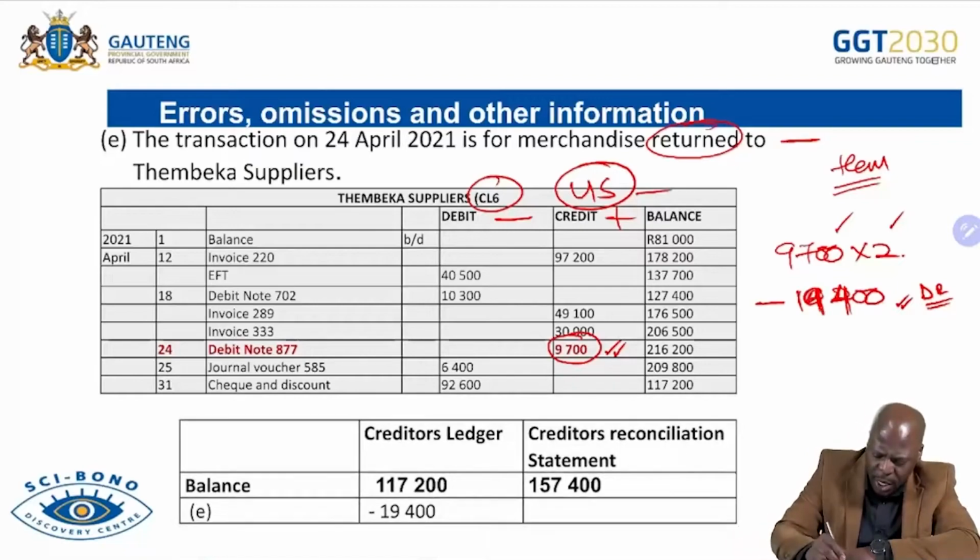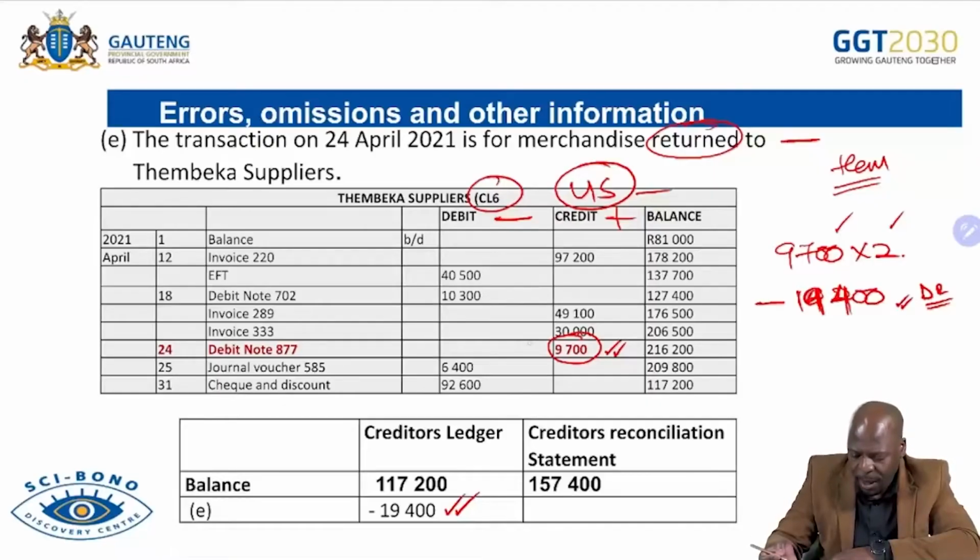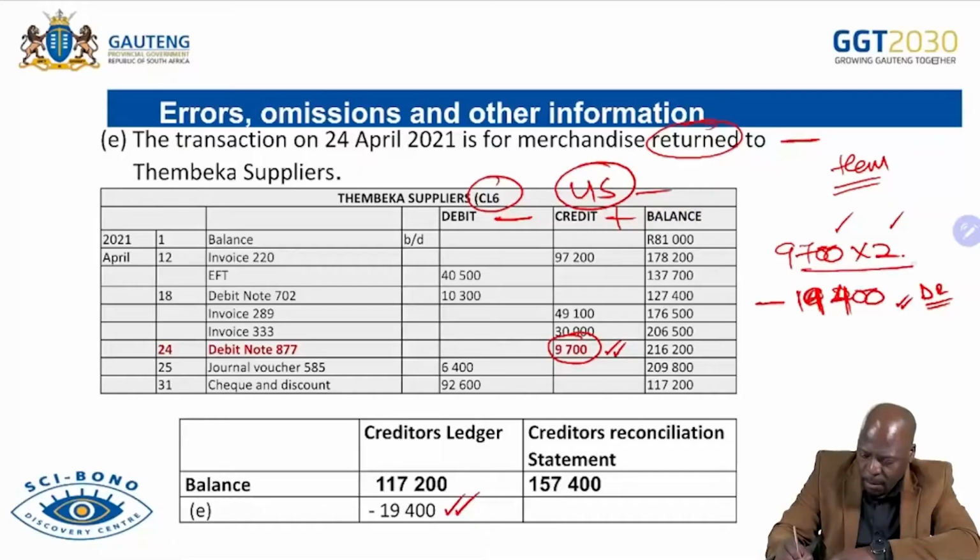We're coming to our ledger, and we're now saying minus 19,400. Why are we subtracting? Because we have a debit note. A debit note should have been on the debit side, which is a minus, but we put it on the credit side. Once an amount is put on the wrong side, in the correct account, we put it on the right side, but we multiplied by 2. Okay. So we end up with a negative 19.4.